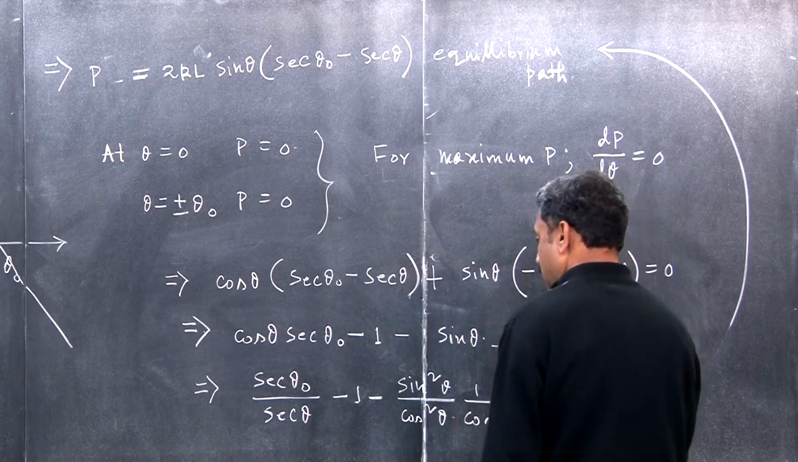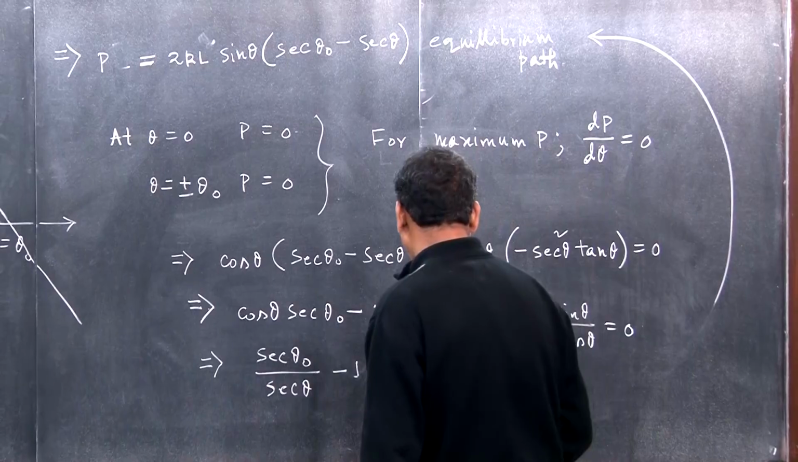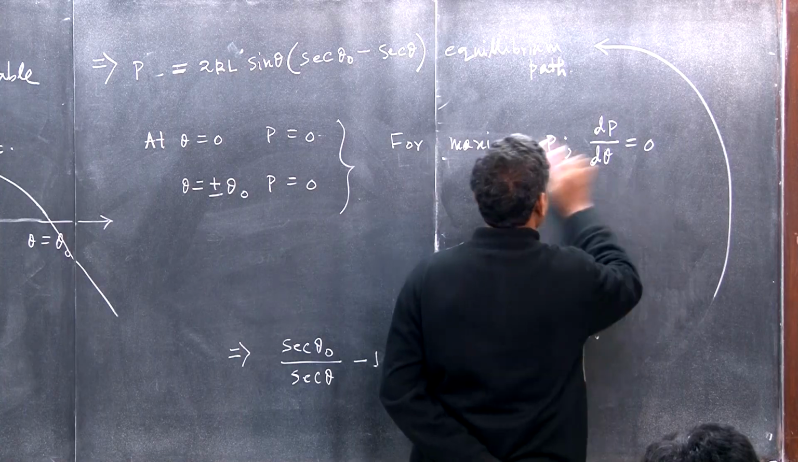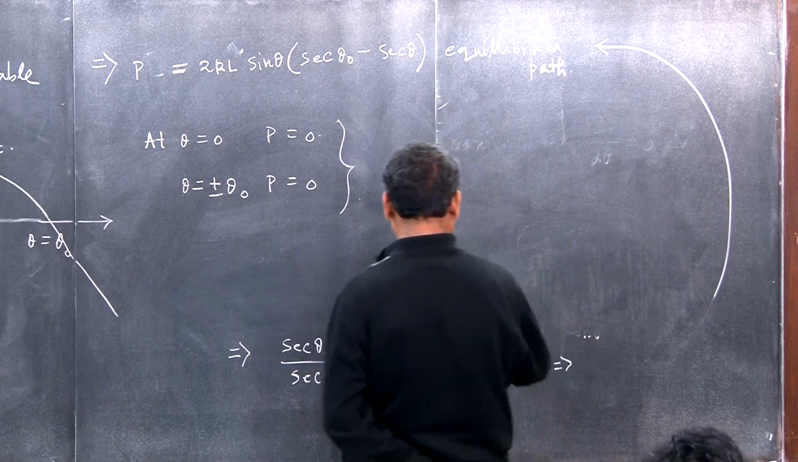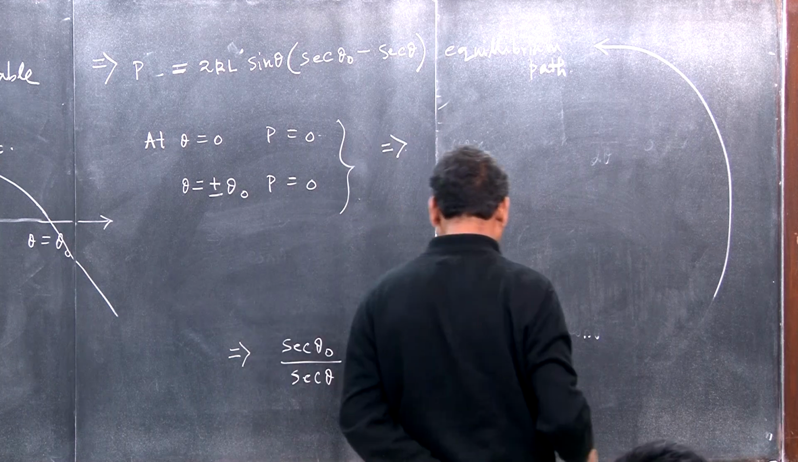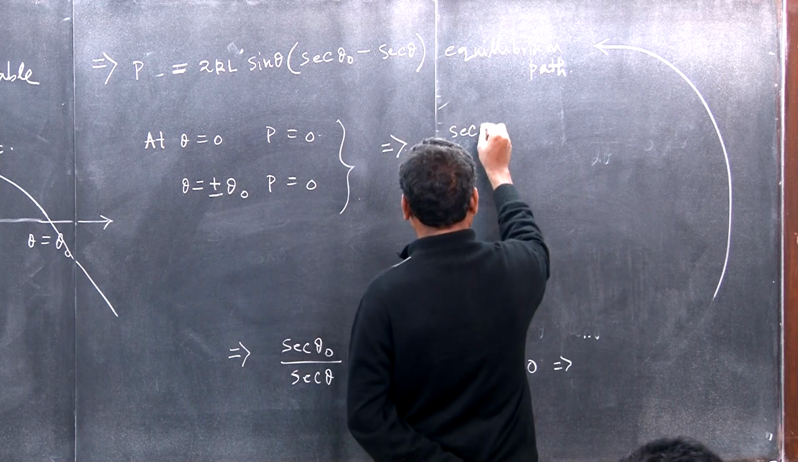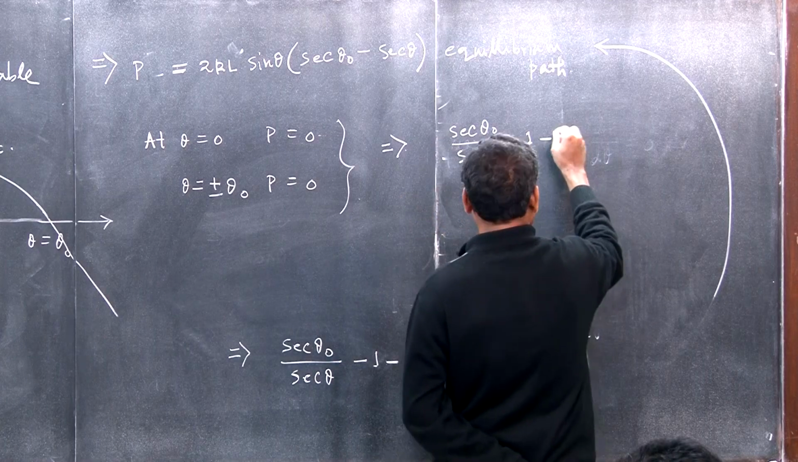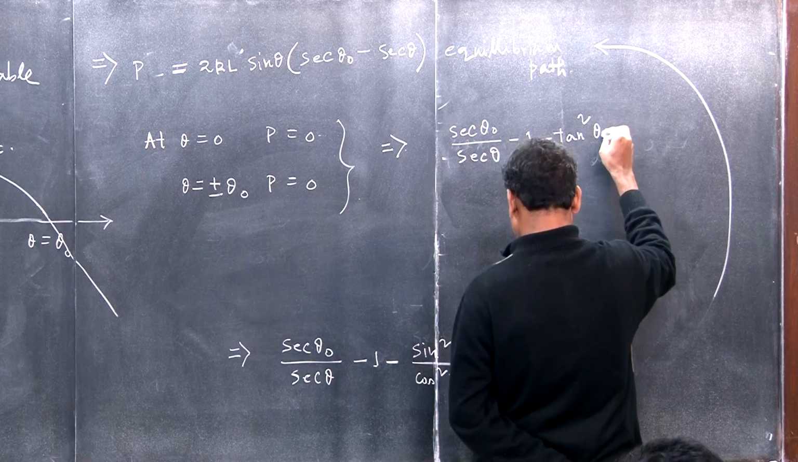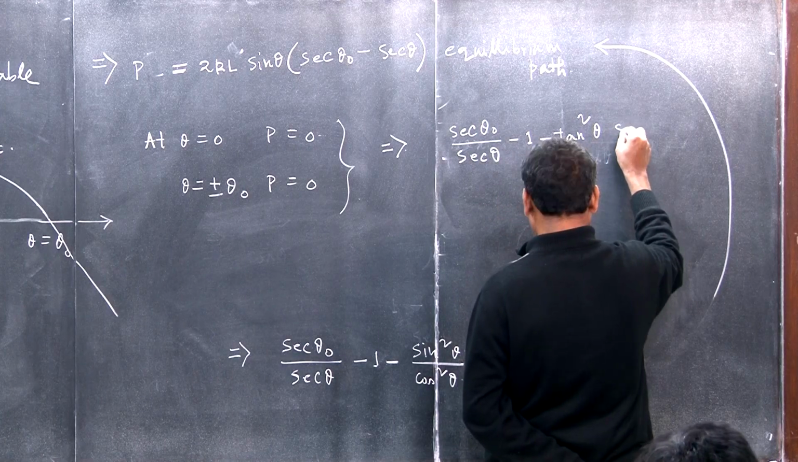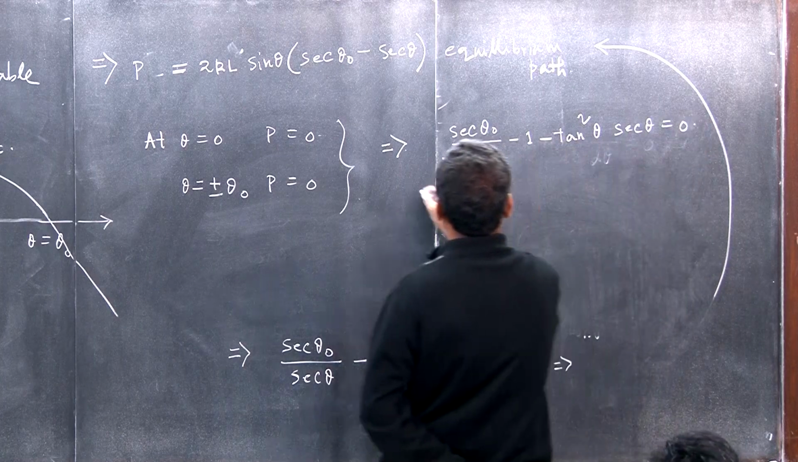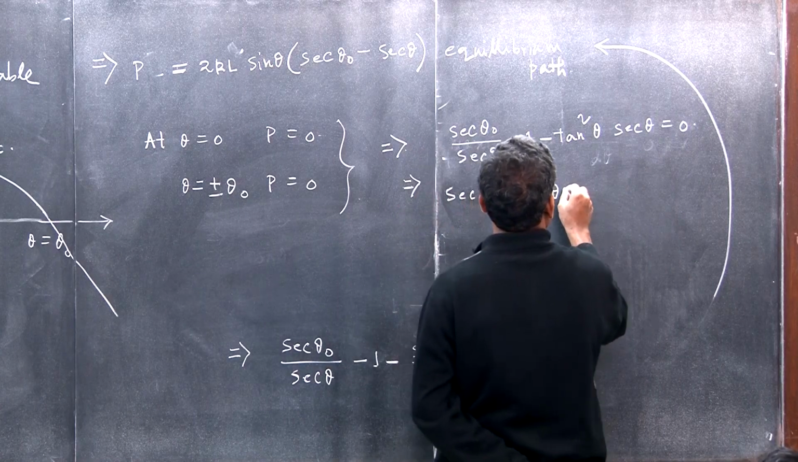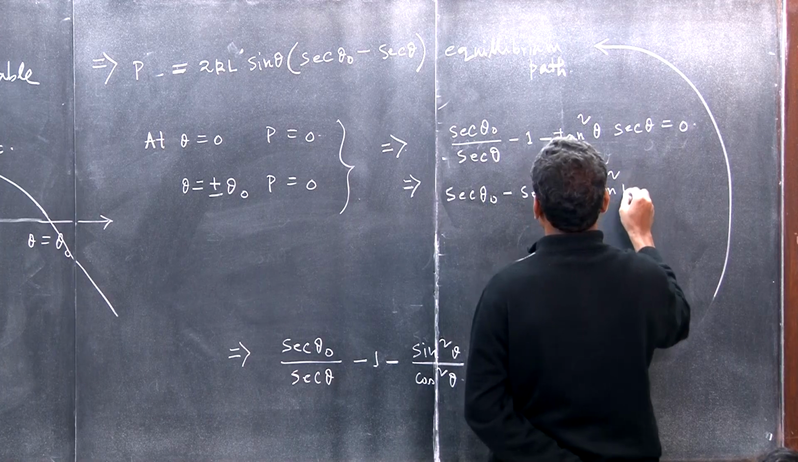Here, simplifying it further, it is going to be sec theta 0 minus 1 minus tan square theta, and 1 by cos theta, sec theta, is equal to 0.